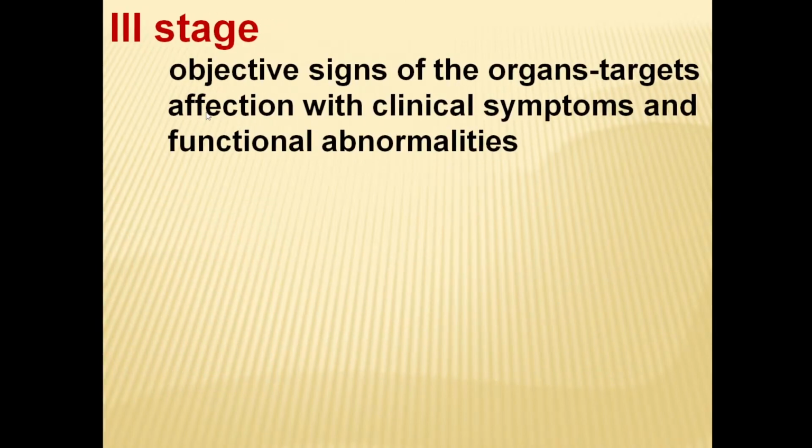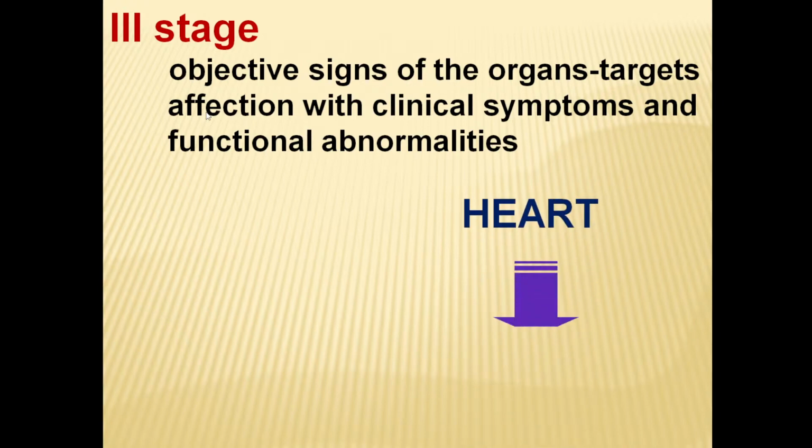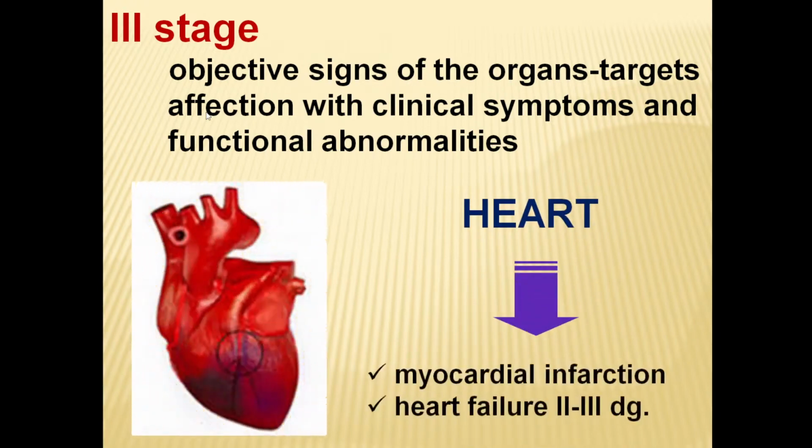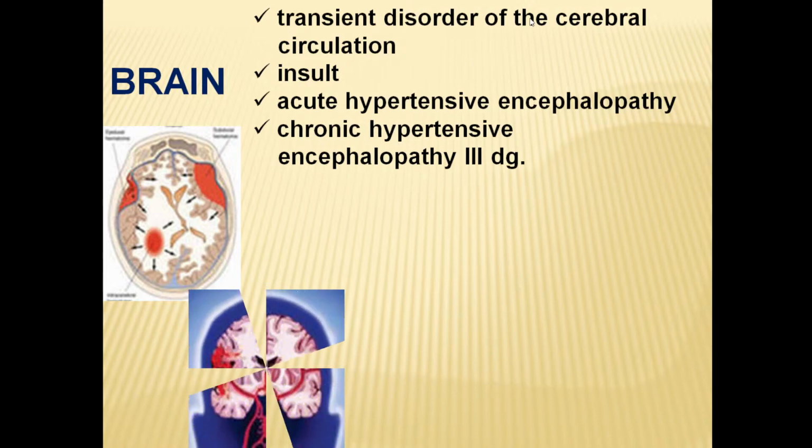And the third stage, when the affection of target organs is complicated with functional abnormalities, in other words, with some failure. For the heart, there will be different degrees of heart failure, or in the anamnesis myocardial infarction, which appears later than the recorded high blood pressure, because high blood pressure was a provoking factor of myocardial infarction. For the central nervous system, there may be transient disordered cerebral circulation in the anamnesis or a true brain stroke. We can reveal signs of hypertensive encephalopathy when the psychic adequacy of the patient is disturbed, or we can reveal chronic hypertensive encephalopathy.